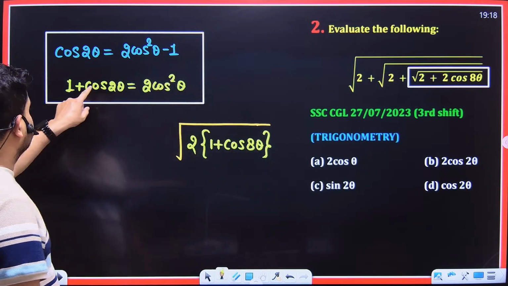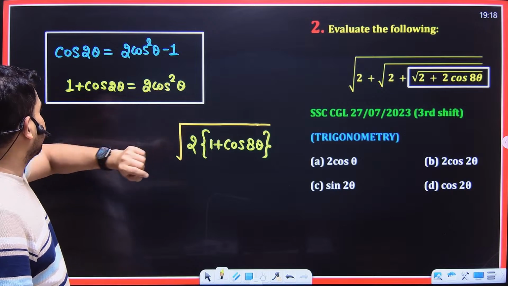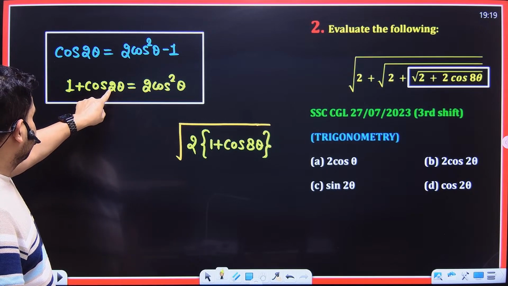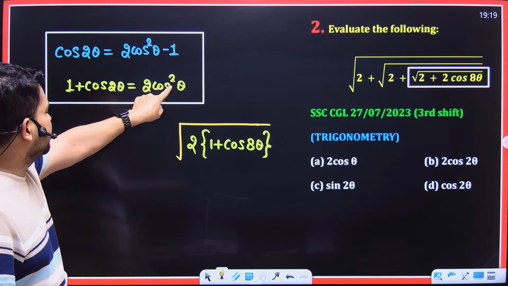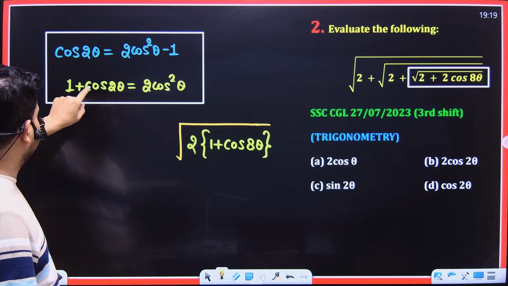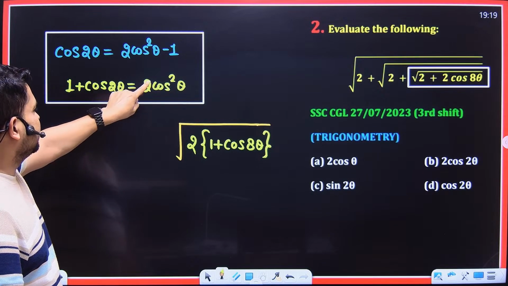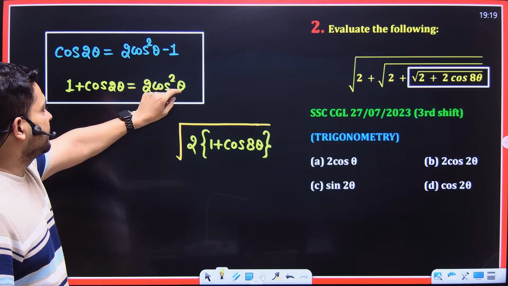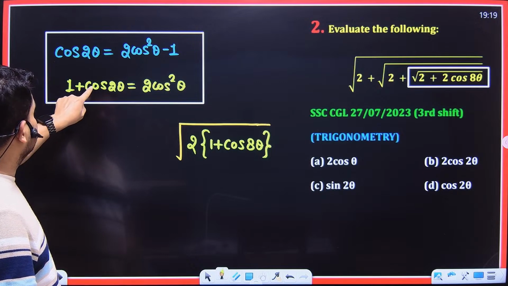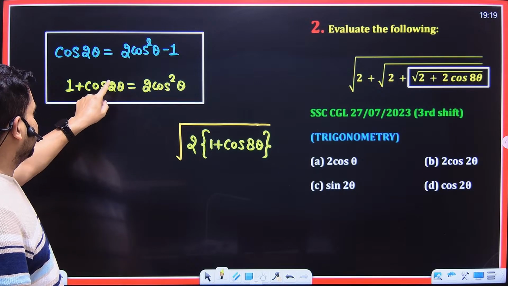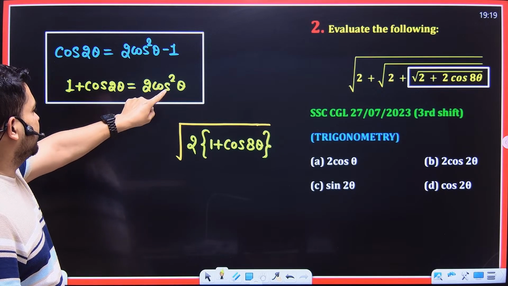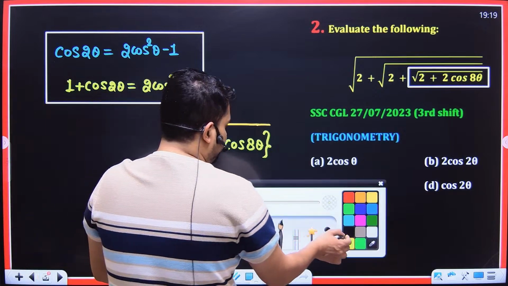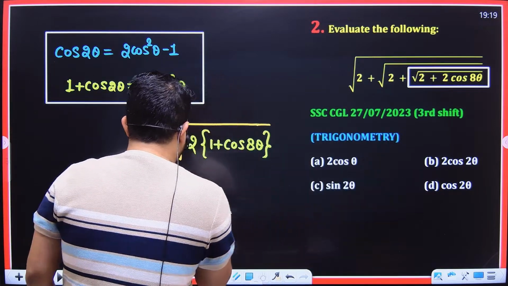See, 1 plus cos theta is equal to 2 cos square theta half angle. If this angle is 2 theta, then this angle will be half of it. If this one is 1 plus cos 4 theta, then it will be 2 cos square 2 theta. If this one is 1 plus cos 6 theta, then it would be 2 cos square 3 theta. Then what would it be? If I solve this, then what do I have?